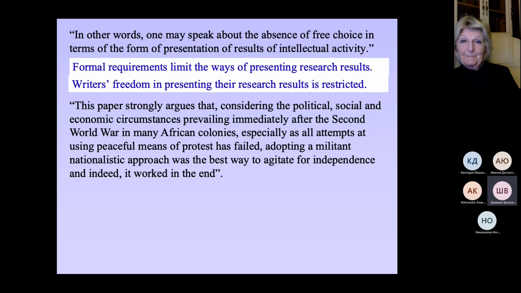Well, maybe we use some other words instead of African colonies. So there are no more colonies after the Second World War. They are states. But what kind of states? Colonies become an adjective.